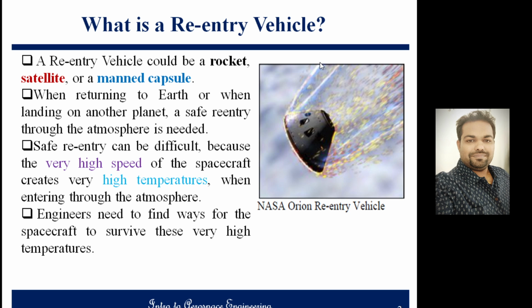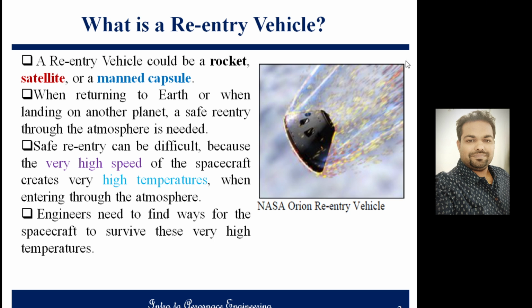So if somebody asks you what a re-entry vehicle is, a re-entry vehicle could be a rocket, a satellite, or a manned capsule. When returning to the Earth or when landing on another planet, a safe re-entry through the atmosphere is needed. Safe re-entry can be difficult because of the very high speed of the spacecraft, which creates very high temperature when entering through the Earth's atmosphere. So engineers need to find ways for the spacecraft to survive these very high temperature environments.